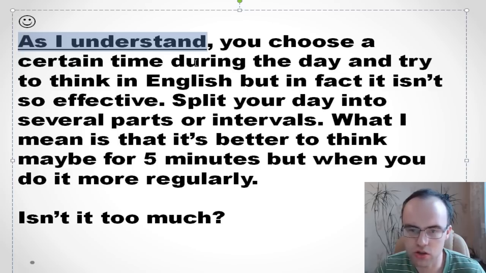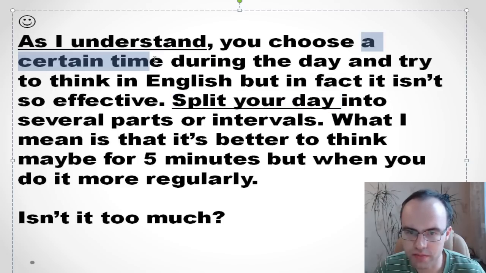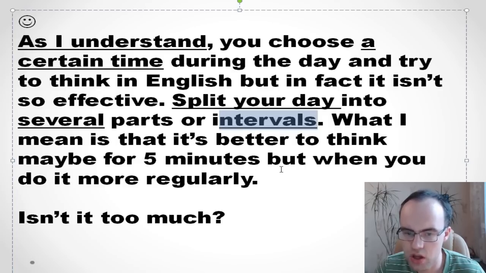I mean that you choose just one interval, yeah? So split your day or divide your day into several parts, into some intervals. So what I mean is that it's better to think in English, maybe for 5 minutes, but more regularly. If you say 20 minutes, just one time a day, it isn't enough, so you need to do it more regularly.